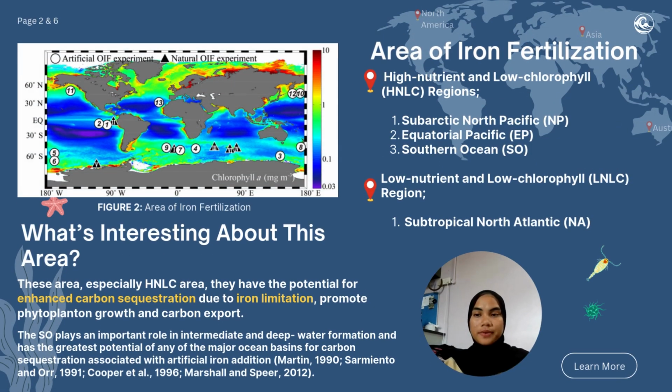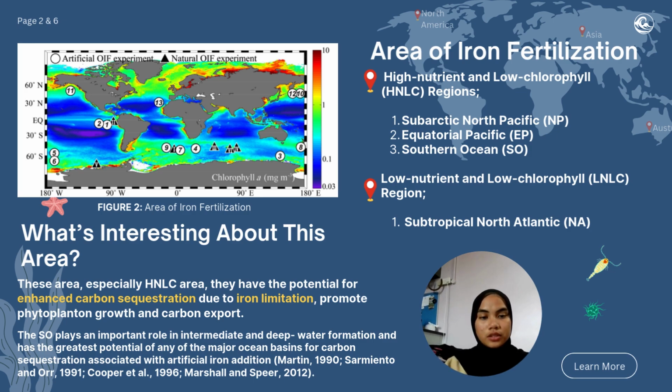Where does OIF work best? OIF works best in high nutrient, low chlorophyll zones, including the Southern Ocean, the subarctic North Pacific, and the equatorial Pacific. Also, areas of iron fertilization include low nutrient, low chlorophyll regions, which are the subtropical North Atlantic. Okay, now what's interesting about this area? These are natural iron deserts, high nutrient, low chlorophyll zones that are iron short but rich in other nutrients, perfect for testing OIF.